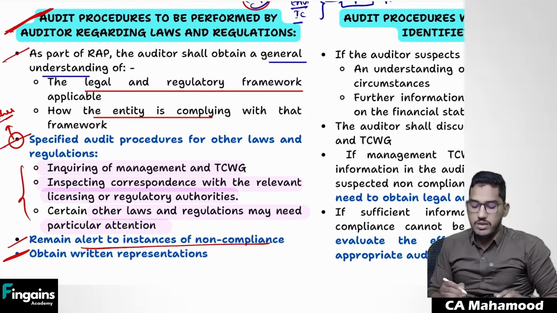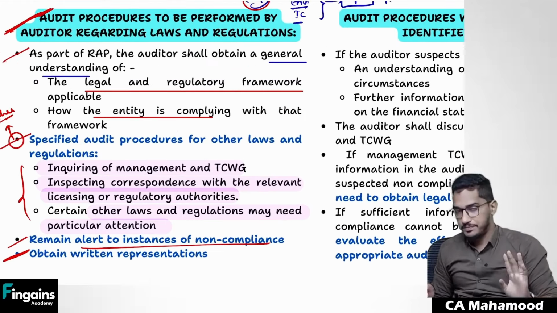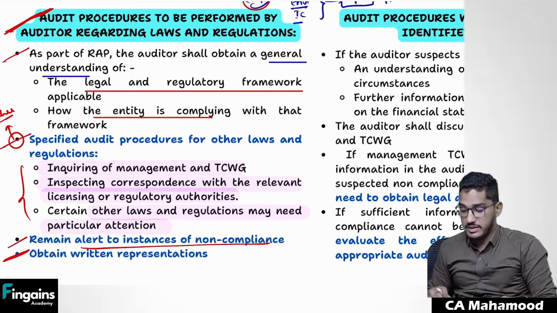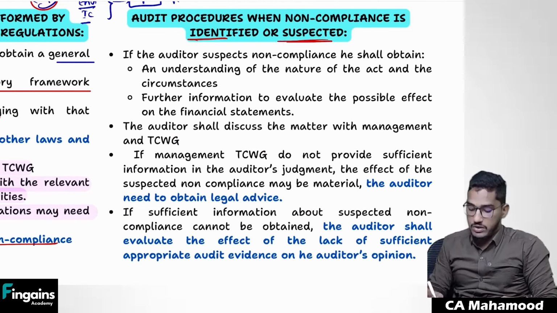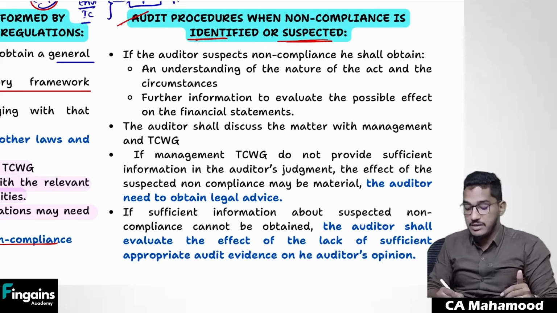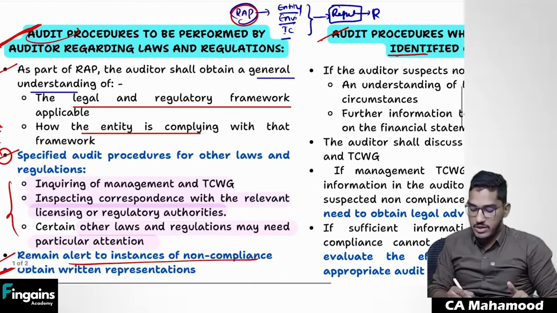So these are the basic audit procedures which an auditor needs to perform regarding laws and regulations. And particularly when you identify or suspect a non-compliance, if you find out any non-compliance, if you suspect any non-compliance, then what should you do? These are general audit procedures.